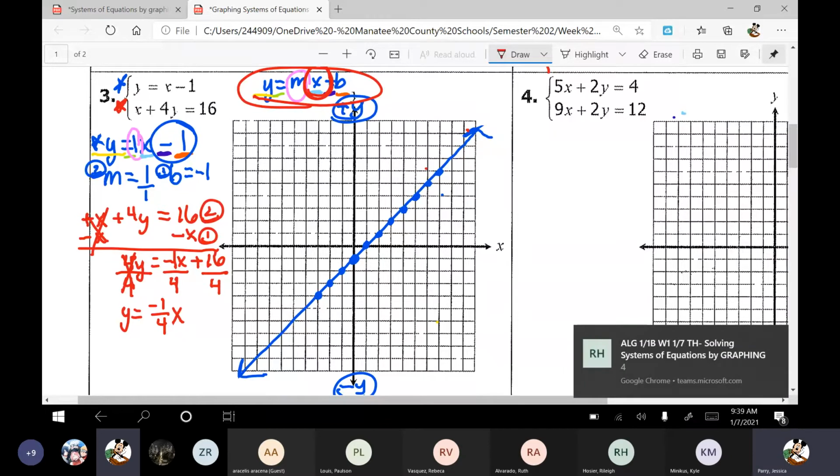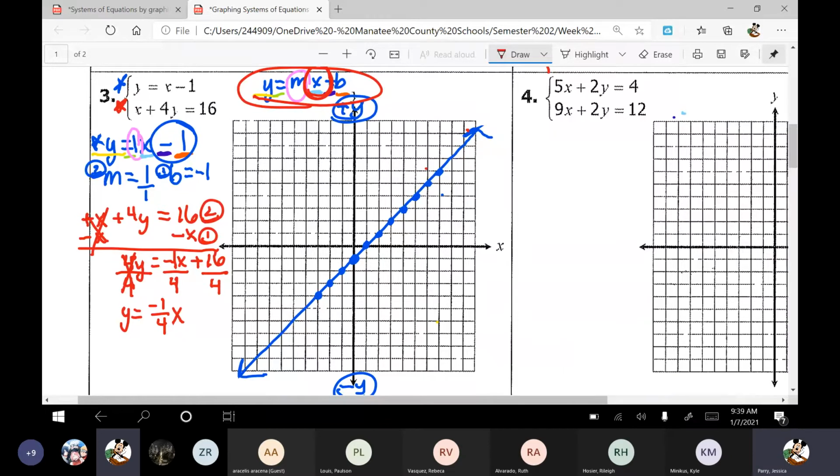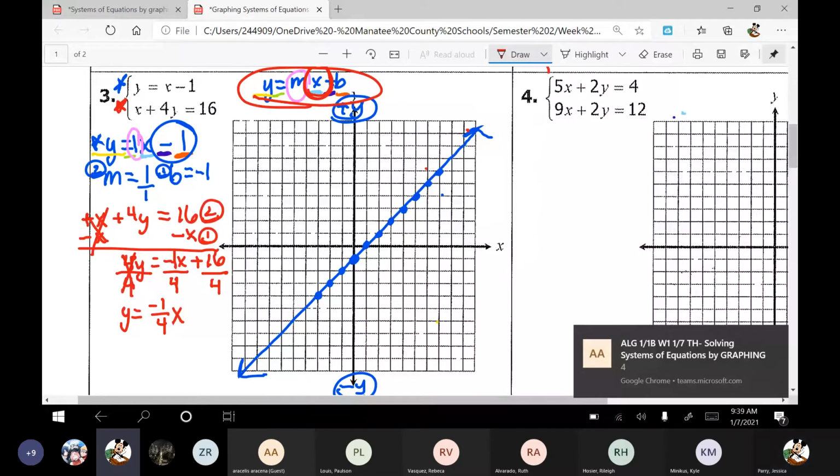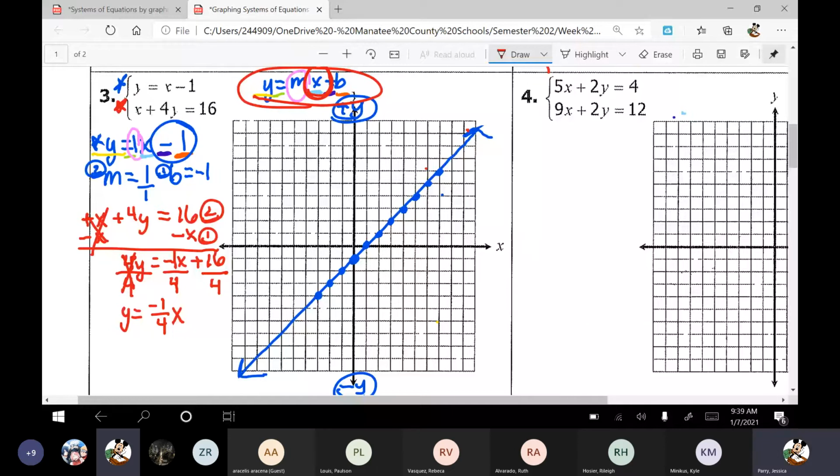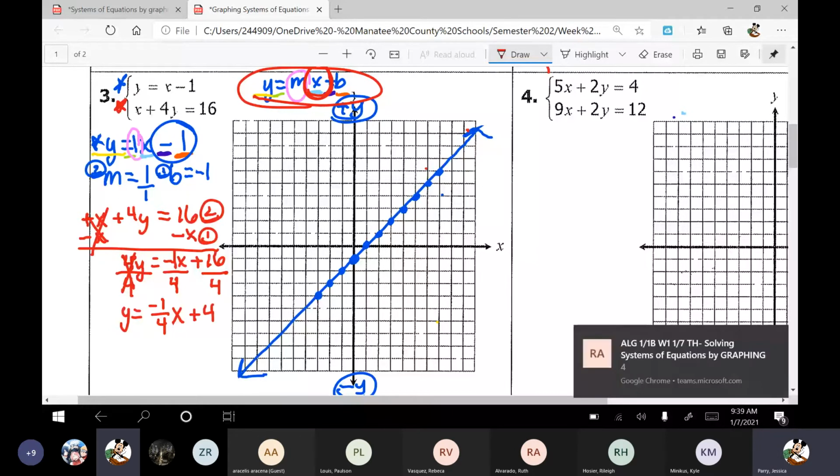My question, what is 16 divided by 4? Go ahead and write that in the chat, please. I see 4, 4, 4, and you guys are correct. It is a positive 4. Awesome. Now let's go ahead and start graphing.